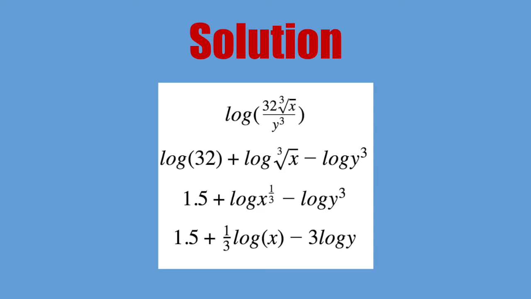After that, log 32 is just like a number, so you can solve that, and when you plug it into your calculator, we get 1.5. Then you can also replace the cube root of x with x to the 1/3, and keep the minus log y to the third. After that, we're going to use the power rule, so we're going to bring down the 1/3 and the 3, so our final expression is going to be 1.5 plus 1/3 log x minus 3 log y.